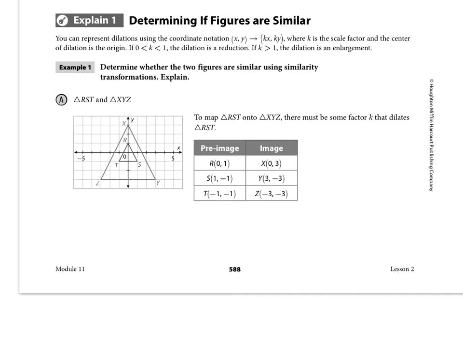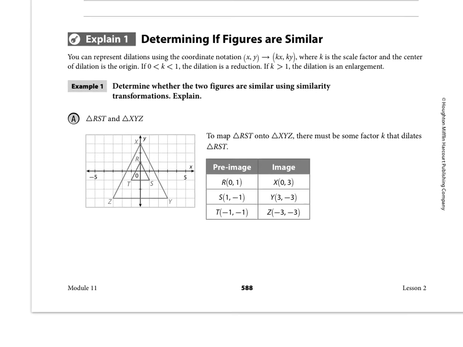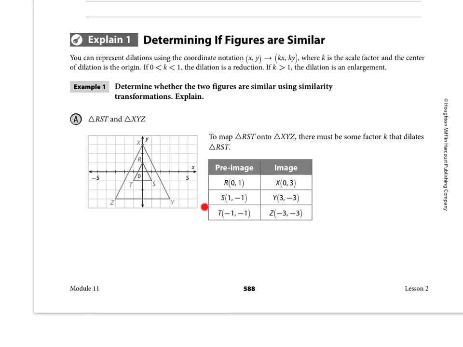So on part A here, we're looking to determine whether RST is able to dilate onto XYZ from looking at the coordinates. So if we look at the coordinates of (0, 1), (1, -1), and (-1, -1), which are the pre-image points here in this first column, and then we compare it to the image points of XYZ, which become, instead of (0, 1), (0, 3), instead of (1, 1), (3, -3), and then instead of (-1, -1), (-3, 3).